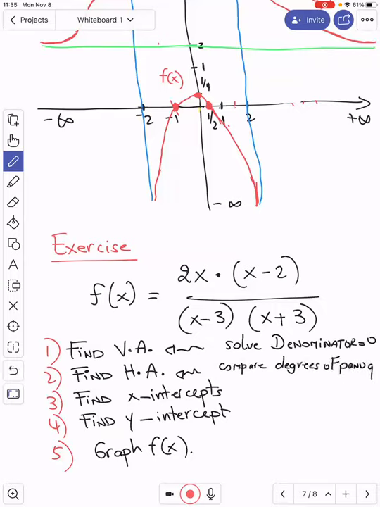Professor, yes, please. Is the vertical asymptote for this problem x equals +3 and x equal -3? Yeah, absolutely. Yeah, correct. Yeah, that's the correct answer.